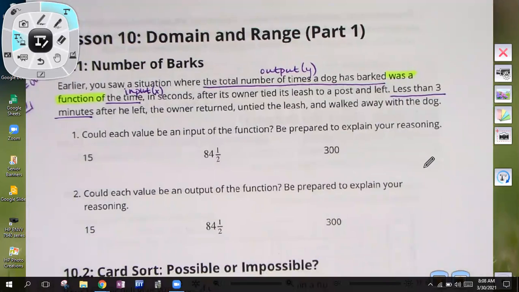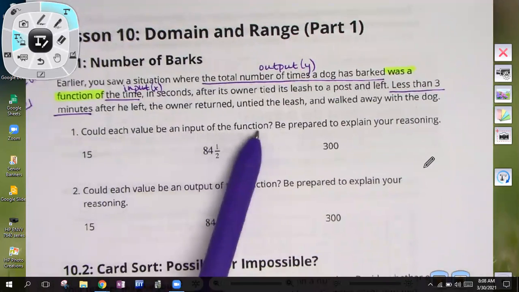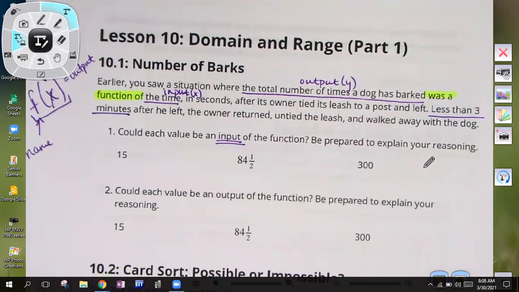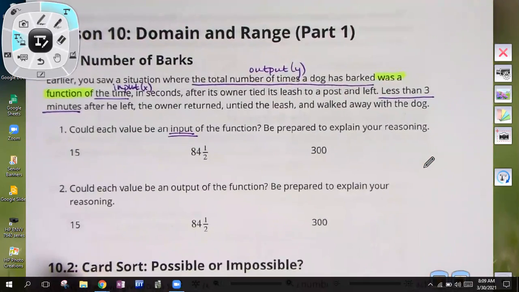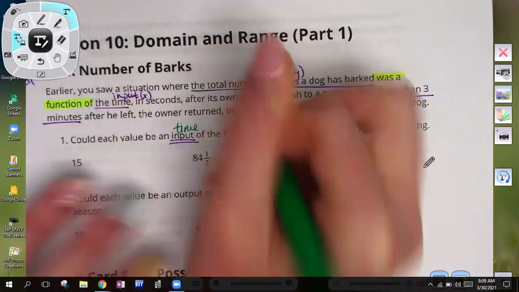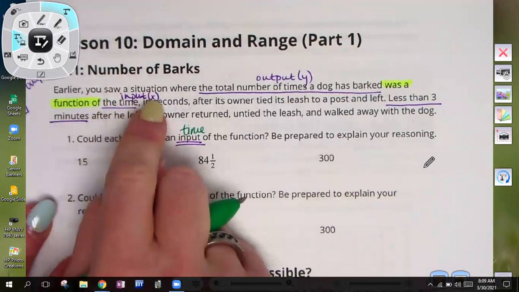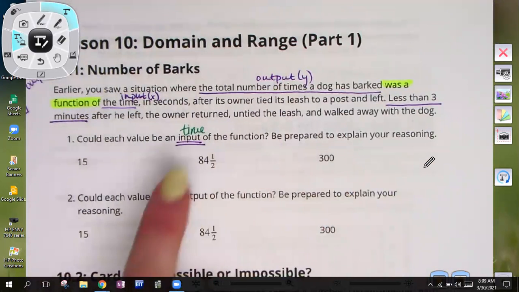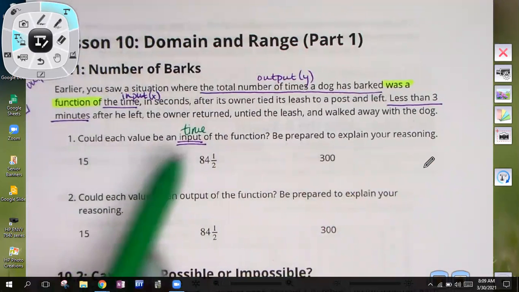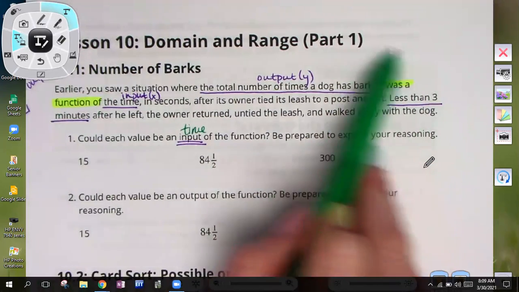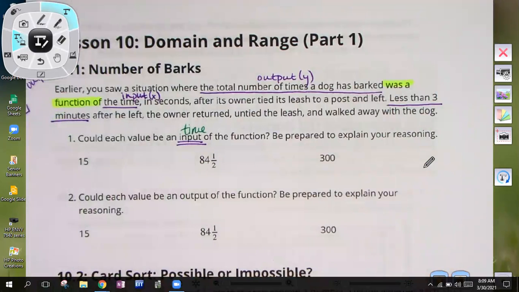Number 1 says, could each value be an input of the function? Underline input. When we're talking about the input in this situation, what are we talking about? Time. All of these values down here represent time in seconds, and we want to see if they could be a value for this situation. First one, 15 seconds. Could 15 seconds have taken place in this situation that we just read through? Could 15 seconds have passed?